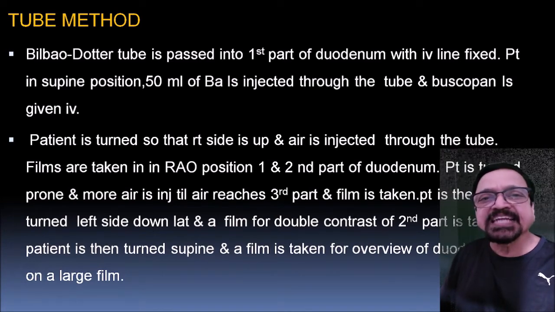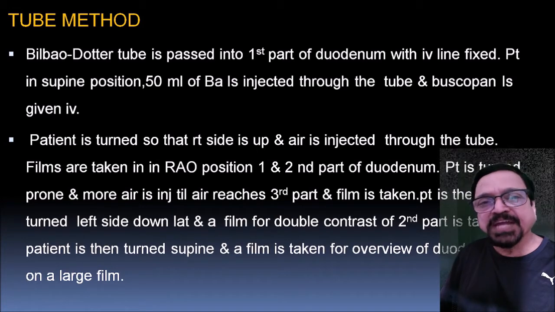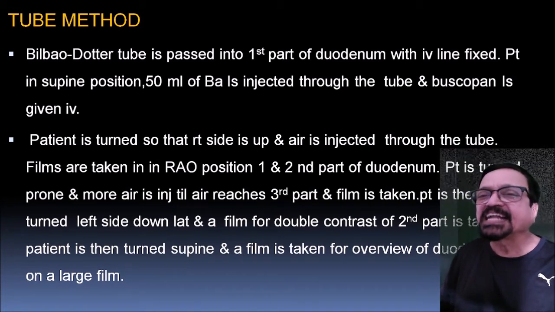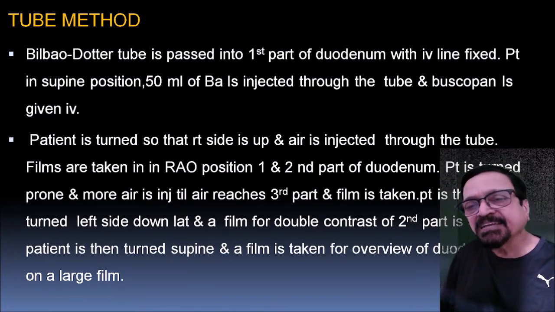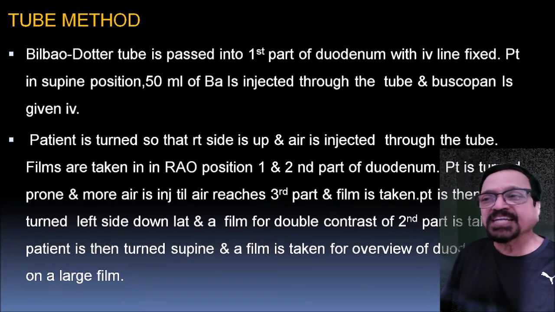Now this technique is extremely important, because first we have to introduce a tube, then we have to get the hypotonicity by injecting Buscopan through the IV line, and then we give the barium and rotate the patient so as to opacify the first and second part.